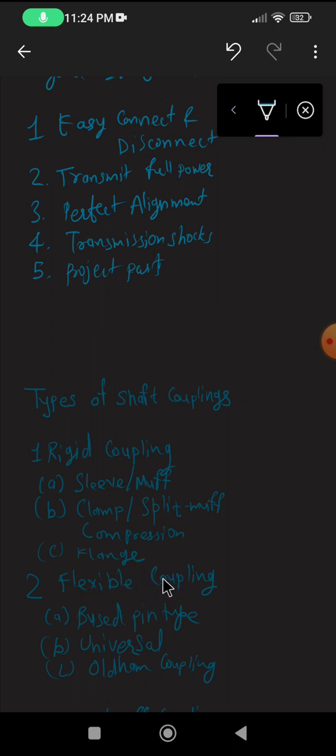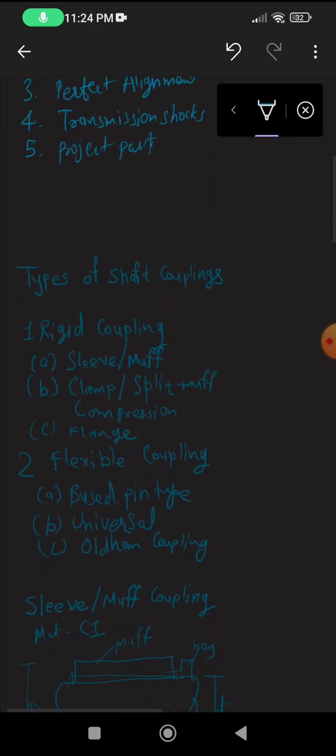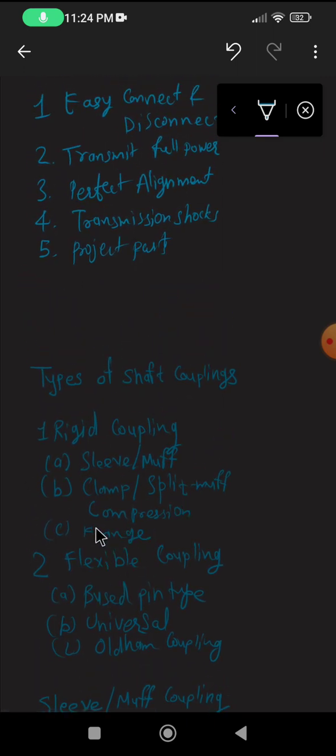Now, the second group is the flexible coupling. As the name suggests, it can be flexible, so it is used to connect two shafts having both lateral and angular misalignment. First is the bushed pin type, second is universal, and the third is the Oldham coupling. According to our syllabus, we are going to study these three rigid couplings and also the bush pin type coupling of the flexible couplings. The other two are not covered in this chapter in our syllabus.